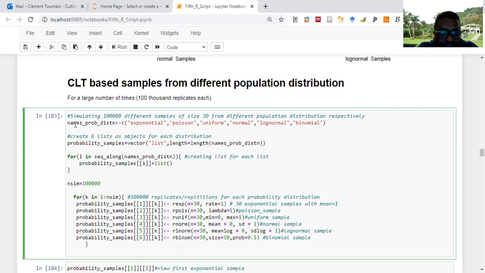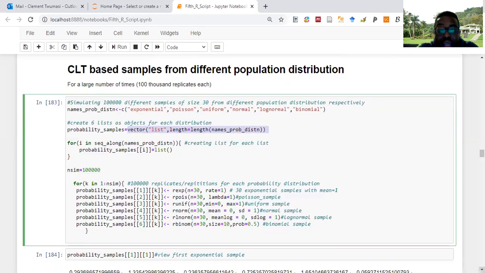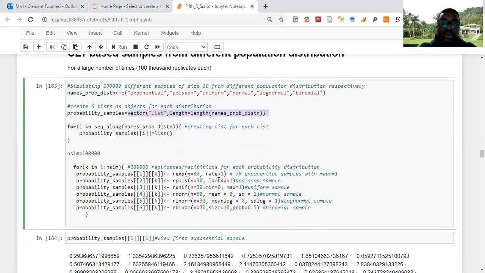Fine. So here is just the names of the distributions, and here I'm creating a vector, a list, to save each of the samples. The reason I'm creating a list to save each sample is that there will be a situation where I'll be plotting. But when I'm plotting, I don't want to create separate code for the sampling distribution of each of the probability distributions. I want to use a single line of code with a for loop to get all those results at the same time. And that's actually what a good programmer does.